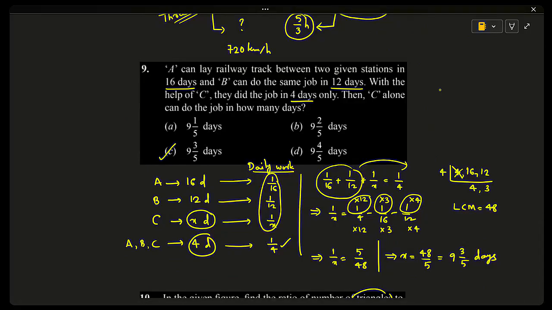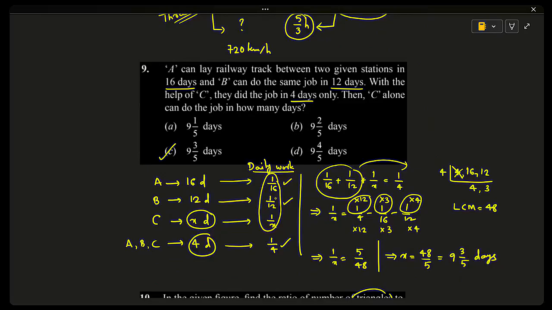16 days. So the daily work should be 1 by 16, right? Yes, sir. B can complete the work in how many days? 12 days. What is B's daily work? Sir, 1 by 12. And C, how many days he is going to complete, we don't know. So let us call X days. And daily work we can write 1 by X, right?